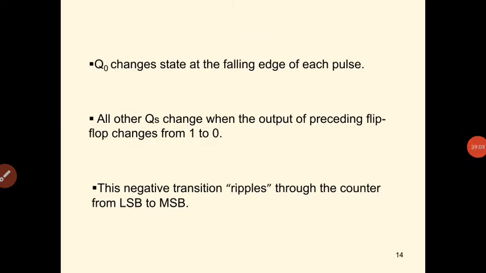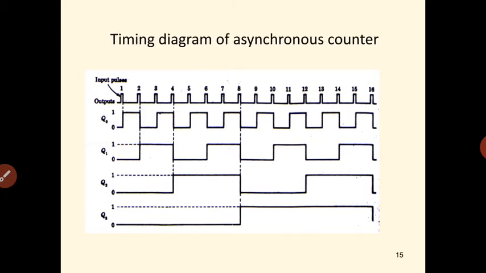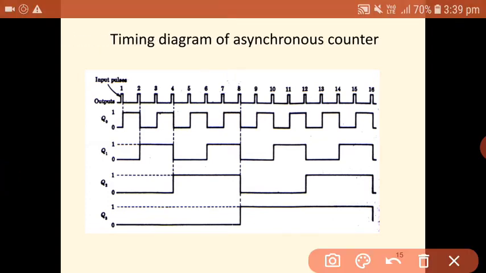The negative transition ripples through the counter from LSB to MSB. So this is the timing diagram of asynchronous counters. Let us assume these are the clock pulses 1 2 3 4 5 6 7 8. For each and every negative going triggering pulse, the first flip-flop output will be toggled.